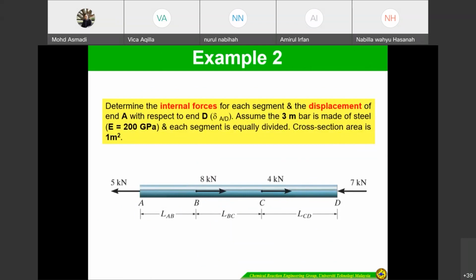As we move to example two. Determine the internal force for each segment and the displacement of A with respect to D. Okay, what do you mean by respect to this one?